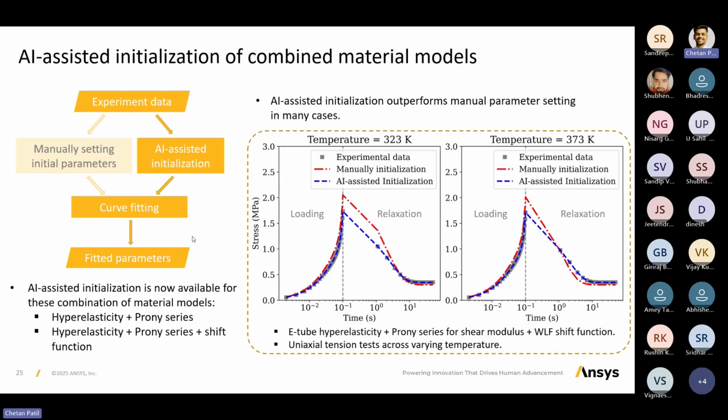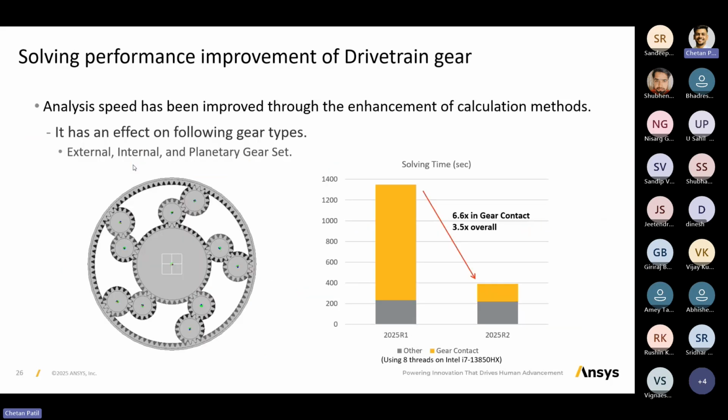This study has been done with respect to some case studies. So this lets you know how AI has outperformed the manual settings of the initial parameters for your experimental data. This model is now applicable for hyperelastic material plus Prony series plus shift functions as well. So these material models can also be used with the AI assisted versions now.